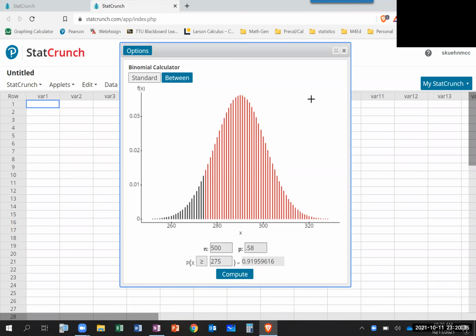Probability. That's right, that's always going to be the probability. That box is always going to be our probability, okay? So the likelihood that I find more than 275 people out of a group of 500 who believe that divorce is acceptable is about 92%, right?